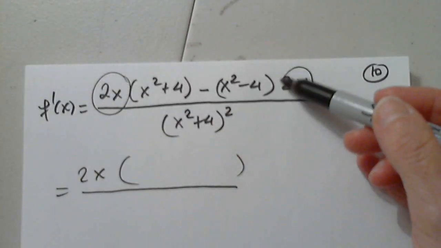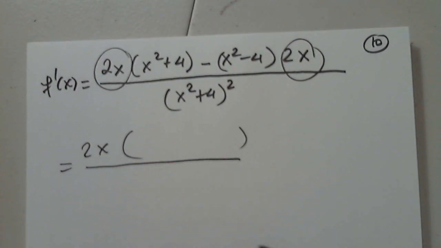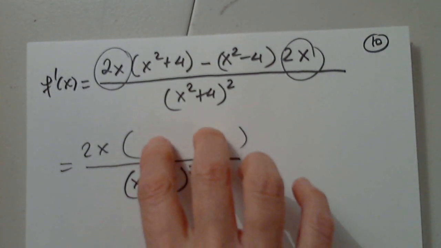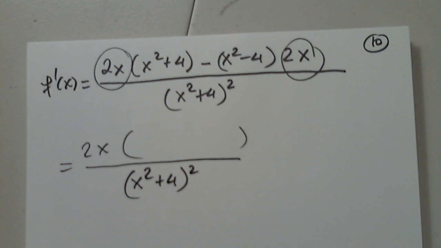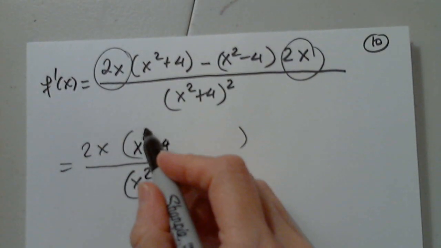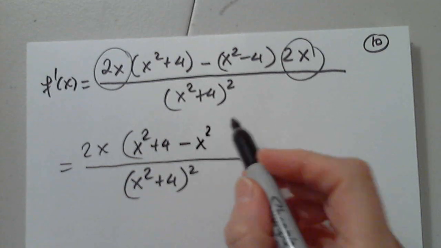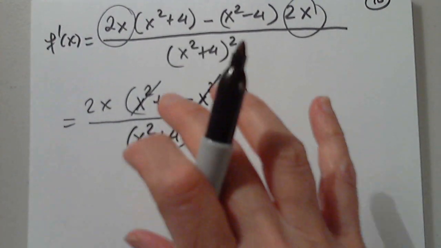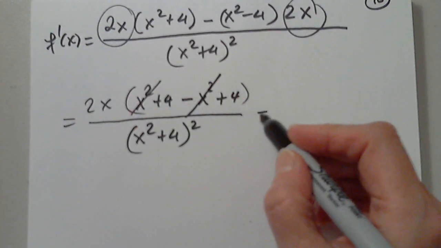This 2x from both terms. Now, what do we have at the top? x squared plus 4, minus x squared plus 4. Exactly. Yay, I love that. 4 plus 4 is 8. 8 times 2 is 16.